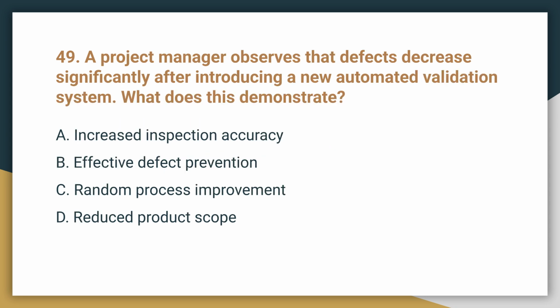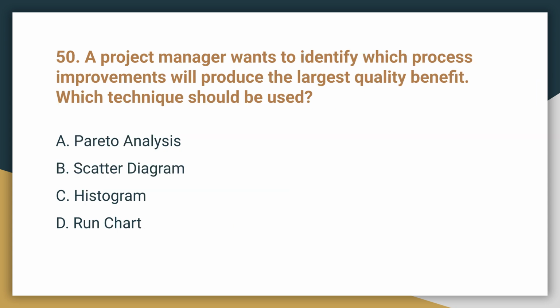Question 49. A project manager observes that defects decrease significantly after introducing a new automated validation system. What does this demonstrate? This demonstrates B. Effective defect prevention. Automation helps in preventing defects earlier in the process cycle.